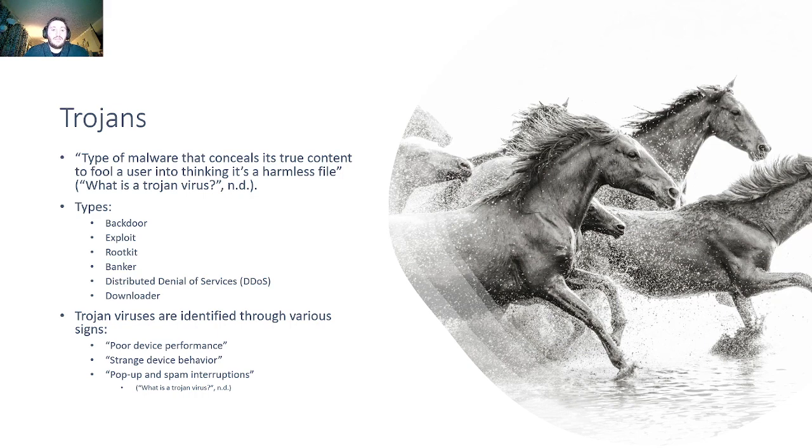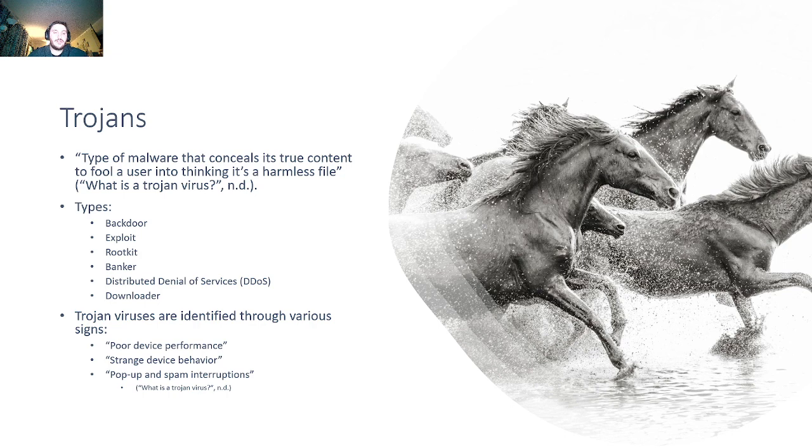And then distributed denial of service is when it sends a bunch of traffic to a certain website so nobody else can access that website. It can crash the server. And then downloader is usually when individuals download documents and they're encrypted with some sort of virus or malicious content.